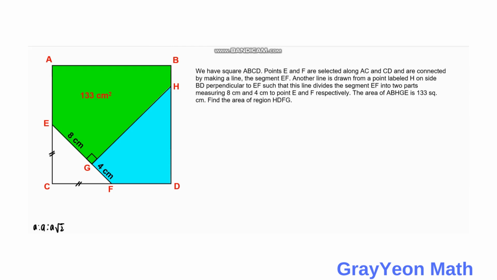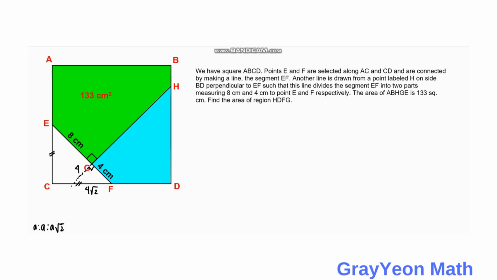Okay, so the first thing that we have to do is extend this line HG to a point on CD. Since these are vertical angles, this angle EGH and this angle are congruent, which is also 90 degrees. If you have 4 centimeters here, then you have 4 centimeters here also. This becomes an isosceles right triangle. Since these two sides are 4, then you have here 4 square root of 2.